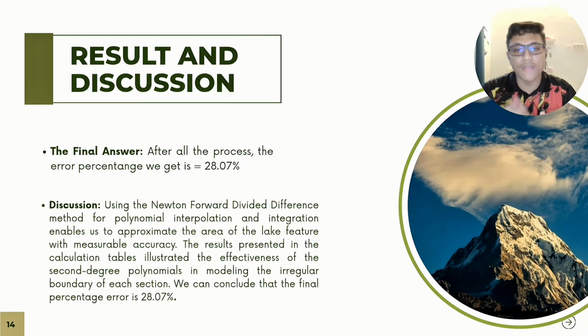Now, we conclude that using the Newton divided difference method for polynomial interpolation and integration enables us to approximate the area of the lake feature with measurable accuracy. The results presented in the calculated table illustrate the effectiveness of the second degree polynomial in modeling the irregular boundary of each section. We can conclude that the final percentage error is 28.07%.